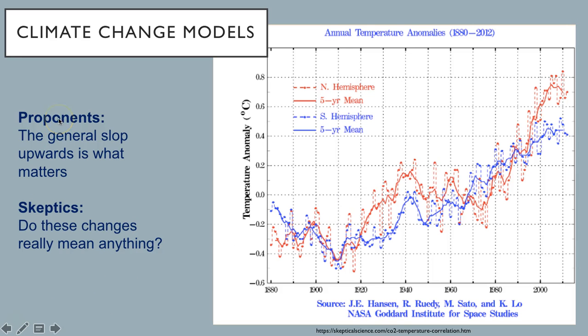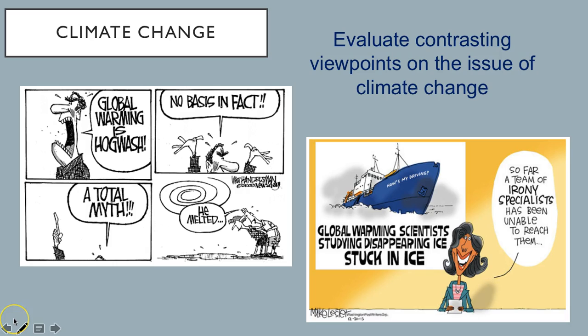Proponents of anthropogenic climate change argue that the most important part of the data is the rate of change as seen by the slope of the curve. This much change over a short period of time indicates change is due to human activity. You need to be able to evaluate contrasting viewpoints on the issue of climate change.